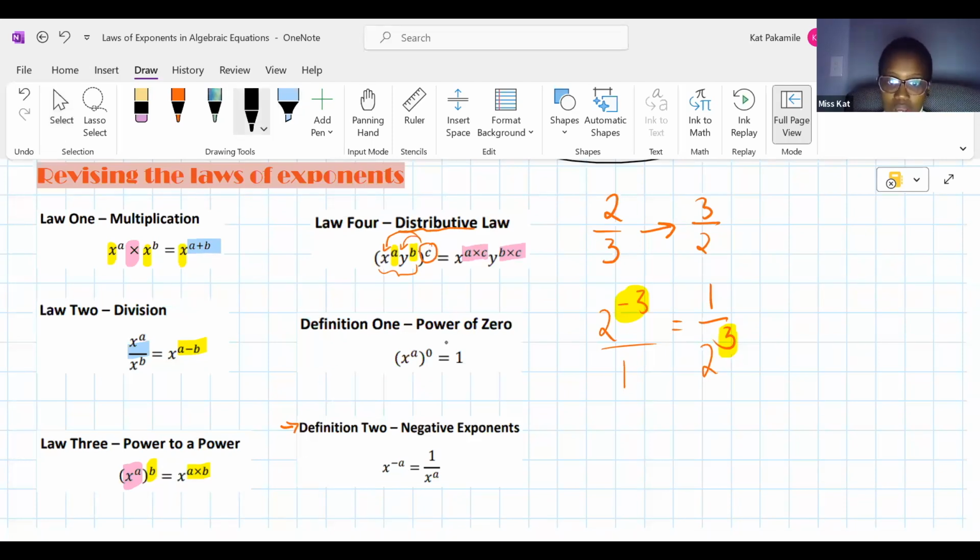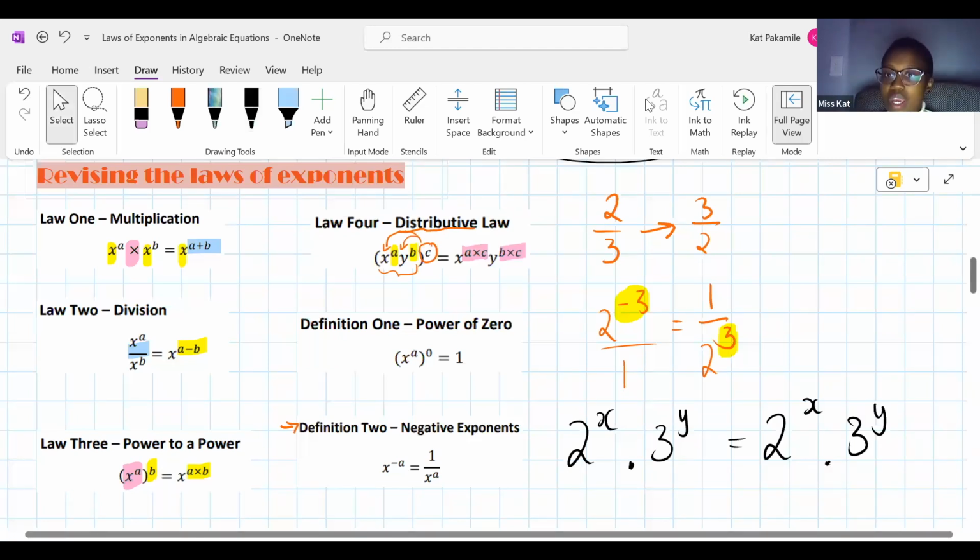If you have 2 to the power of x multiplied by 3 to the power of x, well, you can if the exponents are the same. Let's choose a different exponent. Let's say to the exponent of y. And this will literally just be 2 to the power of x times 3 to the power of y. You don't know what the value is, so you cannot multiply them, okay?